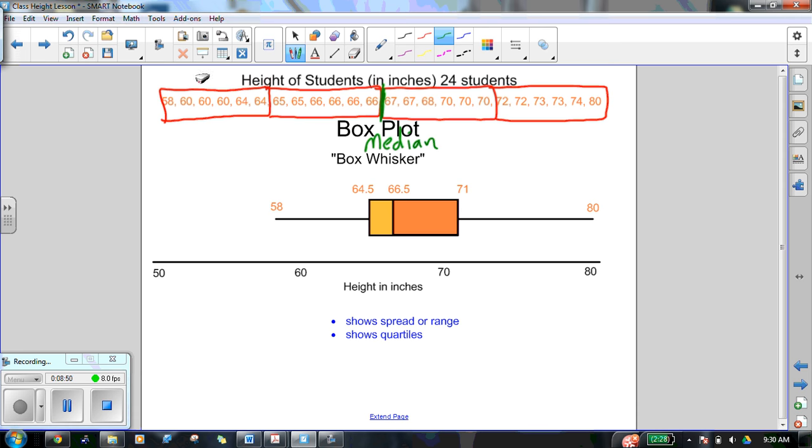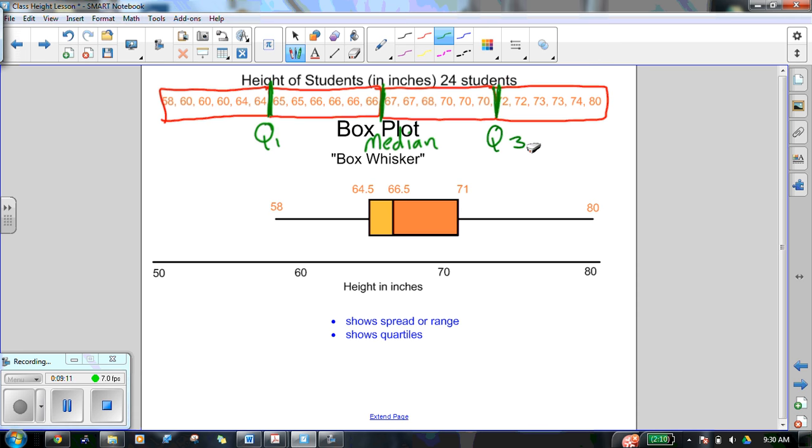Now if you look at the lower half, these 2 groups here, and we found the median of these 2 groups, that would be right here. So that's in between the first group and the second group. We call that position quartile 1. And then likewise over here, if we look at this group, what's the middle of the upper group? We call that quartile 3.